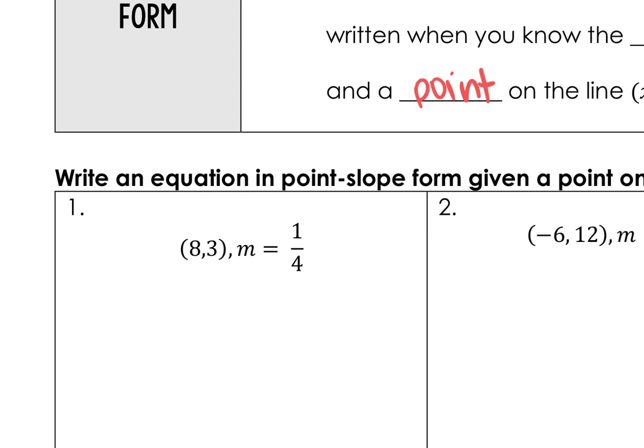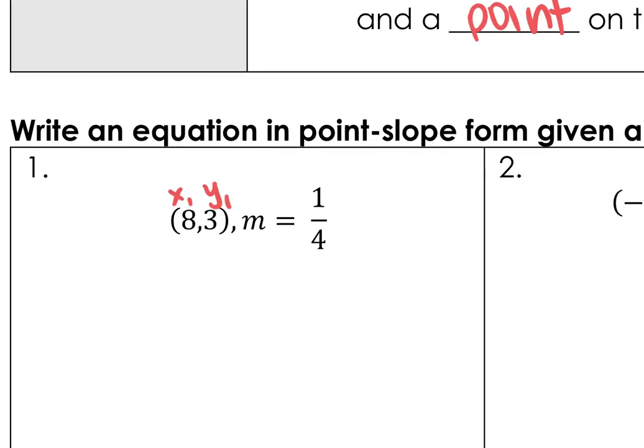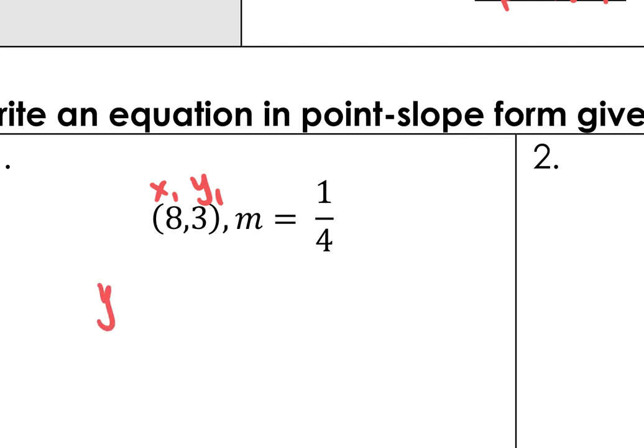So given this point, 8, 3, this will be our x1 and our y1. And then our slope is 1 over 4. And we're going to plug this information into y minus y1 is equal to m times x minus x1. We're going to plug this into the point-slope form. You don't have to rewrite it.